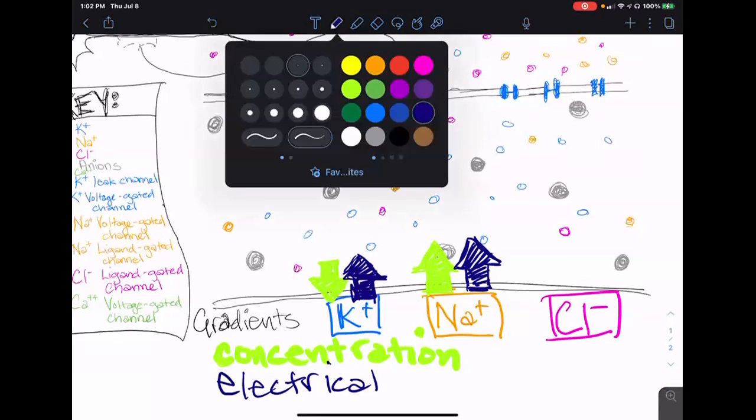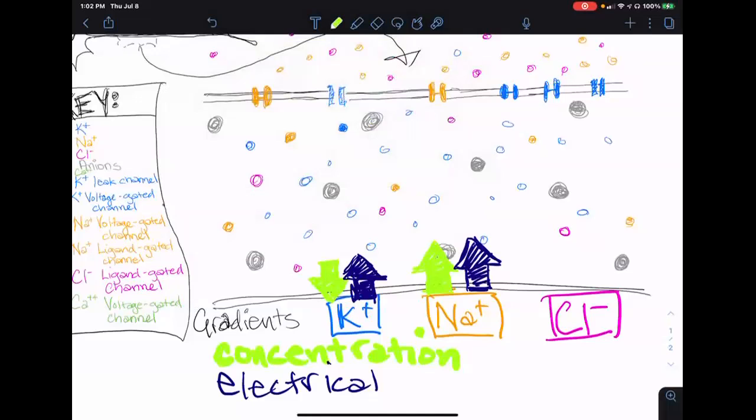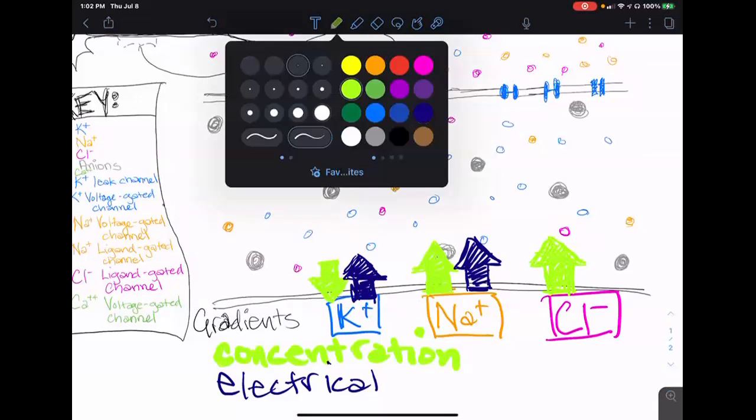Let's talk about chloride here. So chloride, concentration gradient. There's more chloride outside the cell, less chloride inside the cell. So chloride wants to enter the cell based on that concentration gradient, right? There's more of a concentration outside the cell, less of a concentration inside the cell. And because of that difference in concentration, it's going to make chloride want to enter the cell.